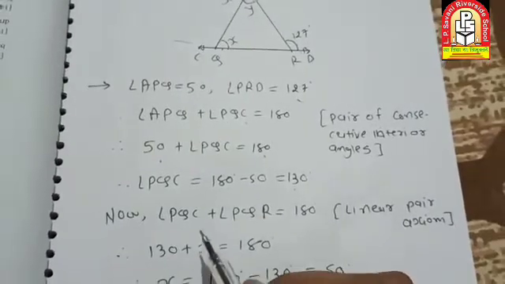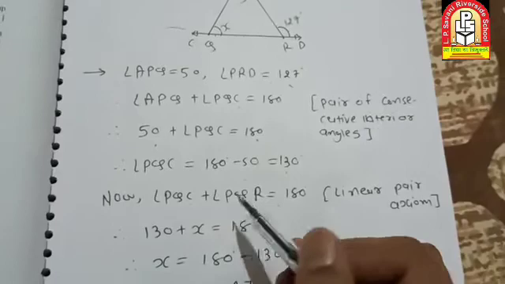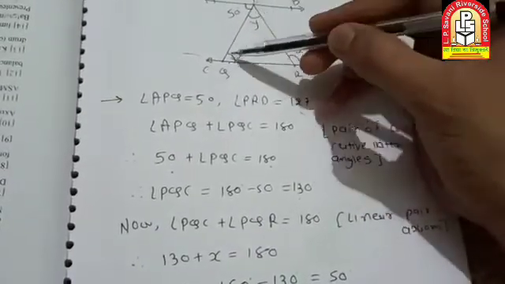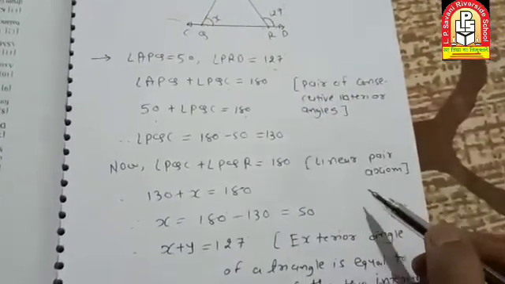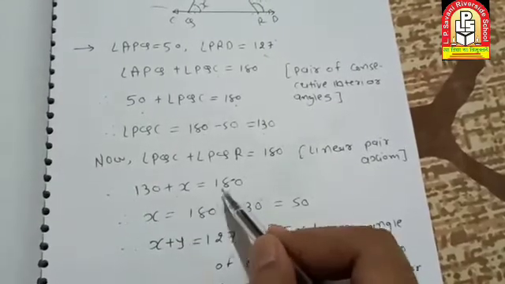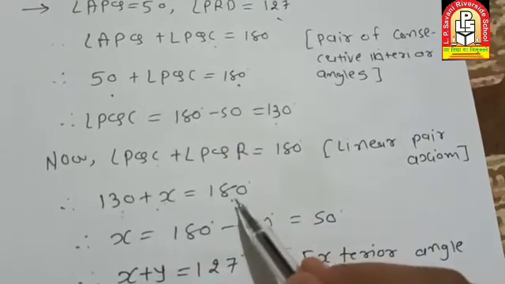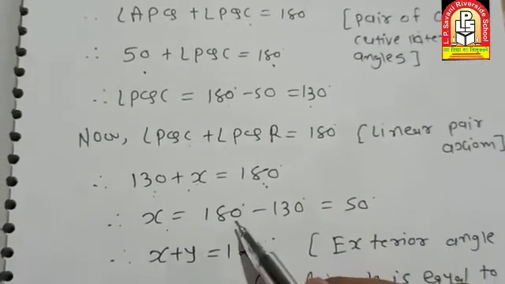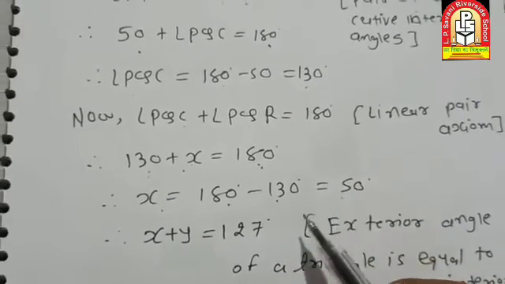Okay. After that, PQC plus PQR are a linear pair. In the linear pair axiom we know that 130 plus x is equal to 180. The sum of these two angles is equal to 180. So x is equal to 180 minus 130, which is 50.